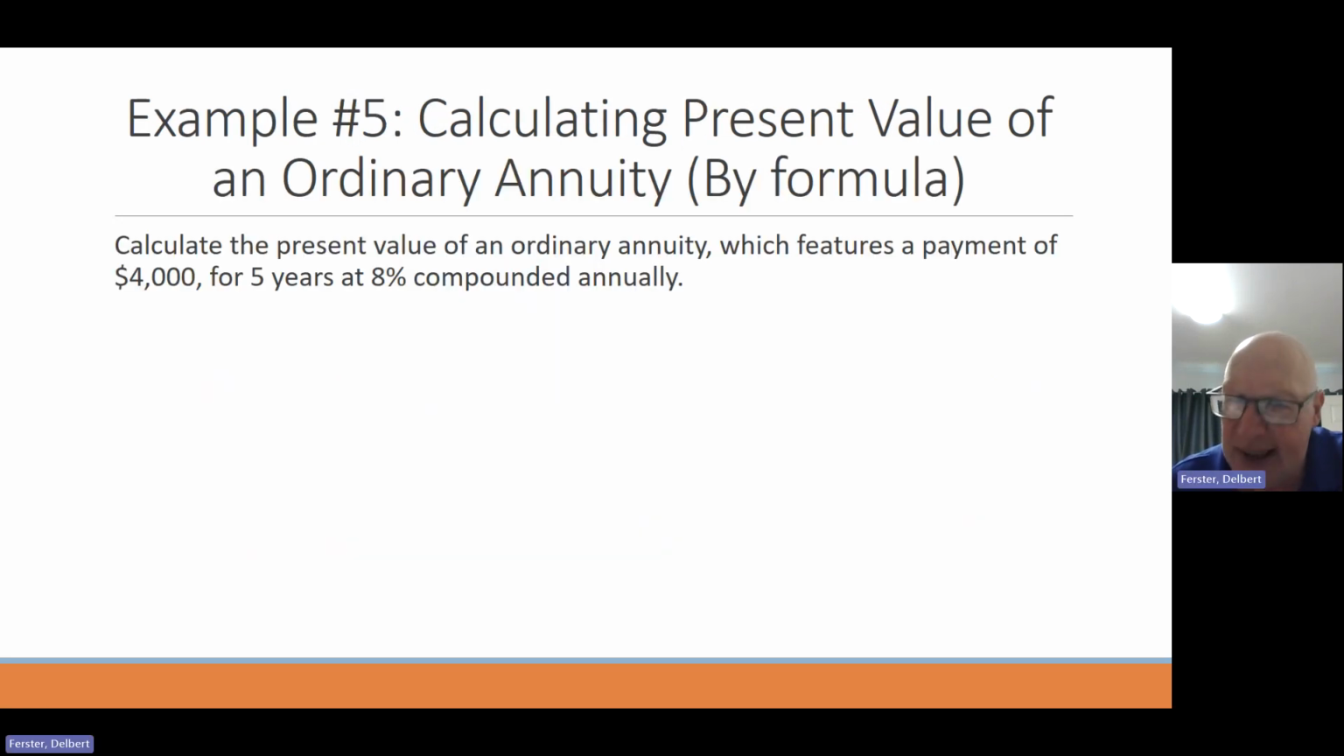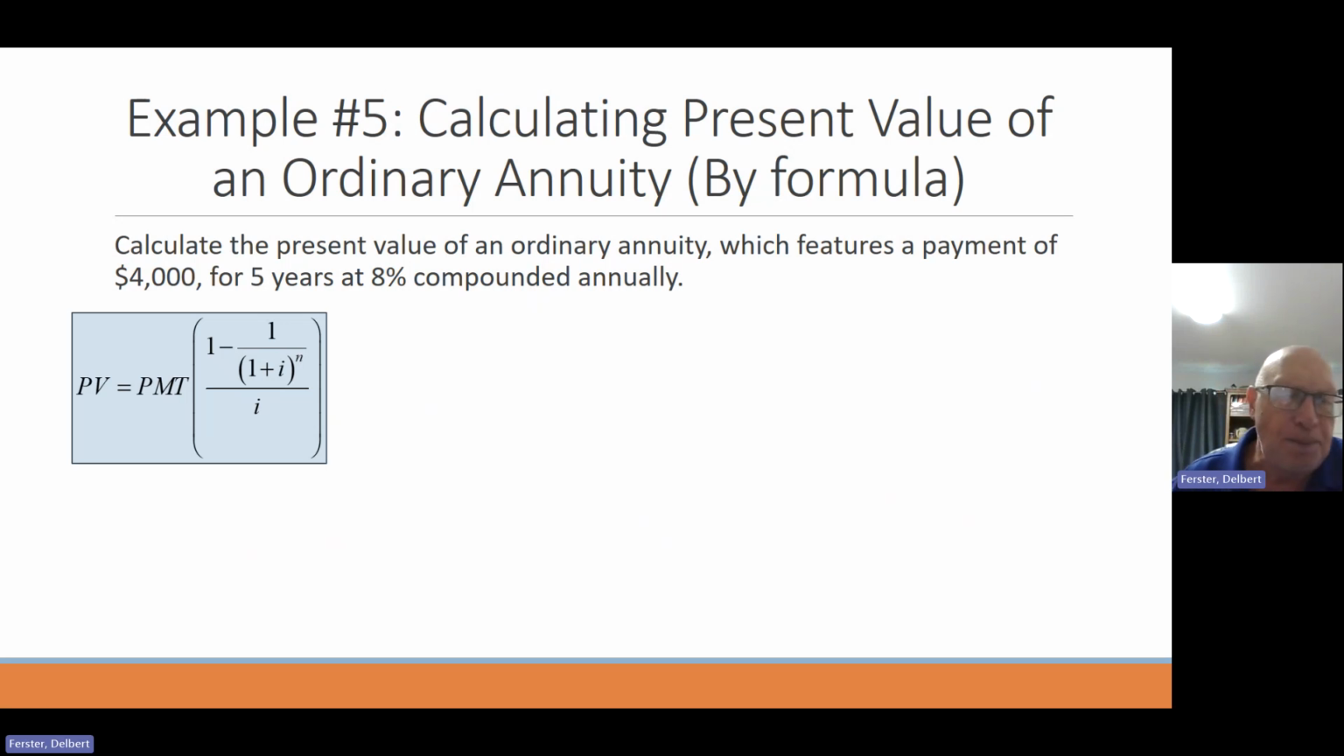We're going to go right after an example. The question says, find the present value of a payment of $4,000 for 5 years, where our annuity is set up at 8% compounded annually. In a sense, what we're finding is how much we have to put in right now so that the 5-year span could go by and we would be able to draw out $4,000 for each of the 5 years.